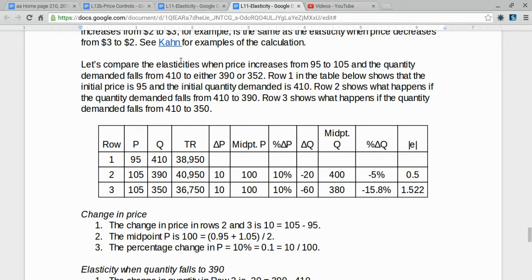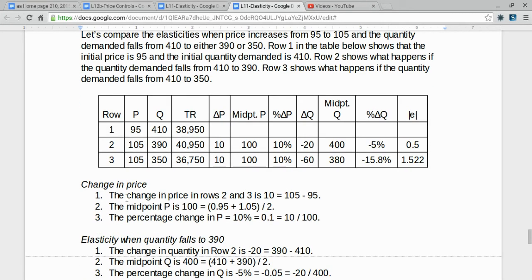Let's compare the elasticities when price increases from 95 to 105 and the quantity demanded falls from 410 to either 390 or to 350. Row 1 in the table below shows that the initial price is 95 and the initial quantity is 410. Row 2 shows what happens when price rises to 105 and the quantity falls to 390. Row 3 shows what happens when price goes to 105 and the quantity falls to 350.